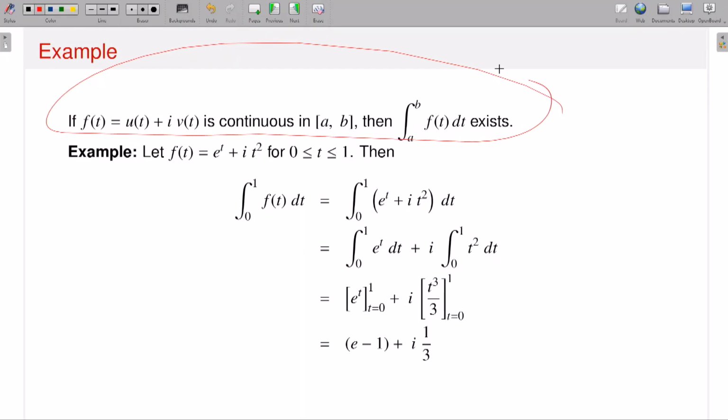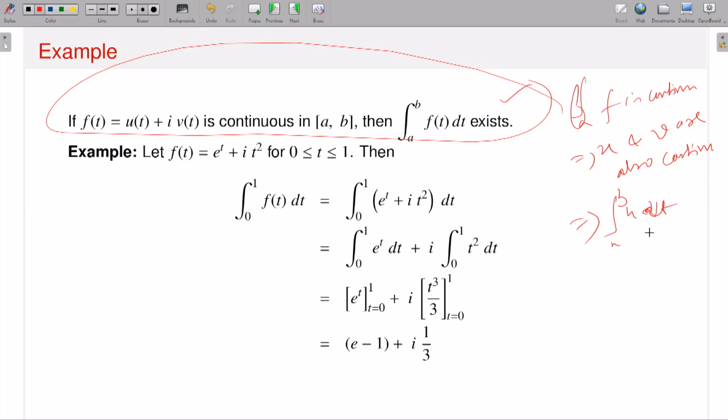Look, if my function f, which is u(t) plus i v(t), is a continuous function, then the integral exists, because f continuous implies u and v are also continuous. That one can prove. And u and v being continuous functions means the integral from a to b of u dt plus the integral from a to b of v dt exist. This implies the integral from a to b of f exists. Correct? So one example I have talked about.